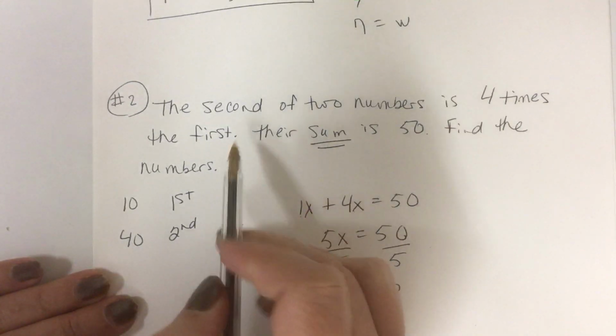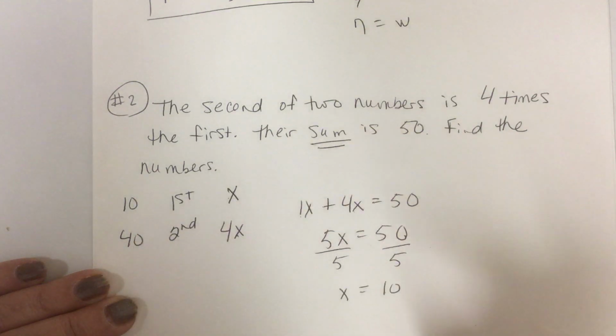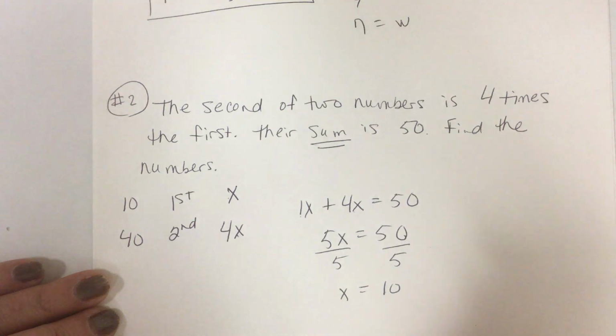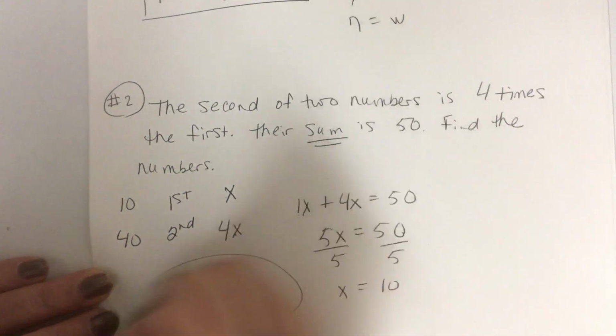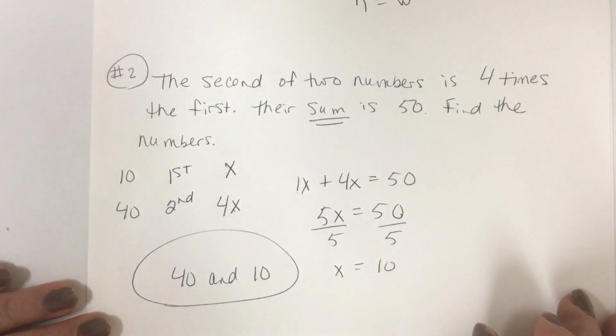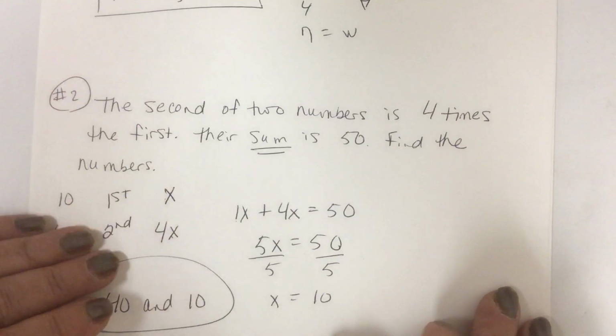And that works. It says the second of two numbers is 4 times the first. 40 is definitely 4 times 10, and their sum is 50. 10 plus 40 is 50. So you would say 40 and 10, and you'd put that in the text box in Schoology. There's no units on this because it's just the first number and the second number.